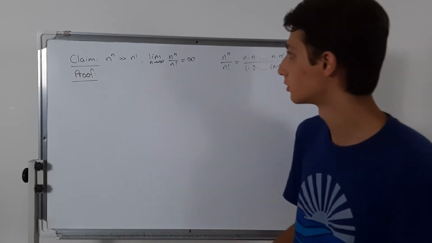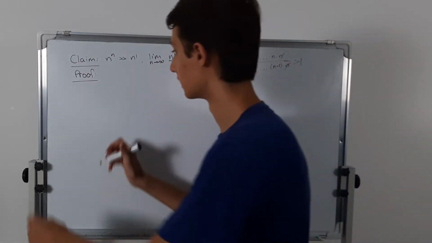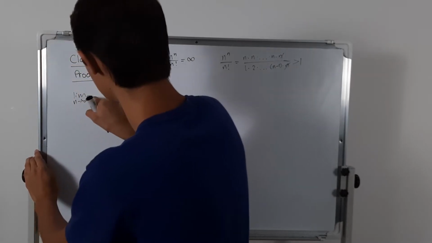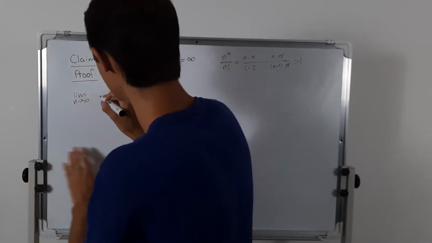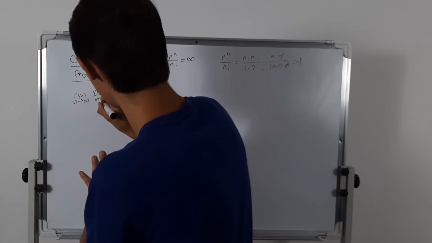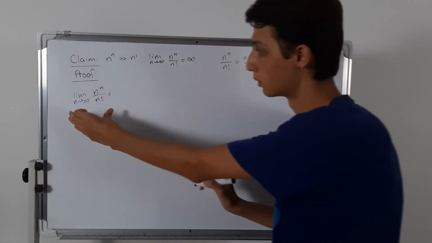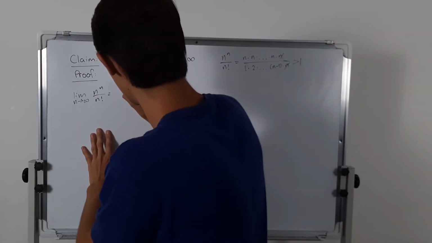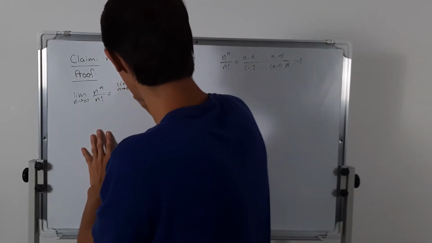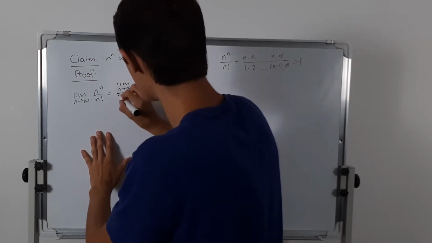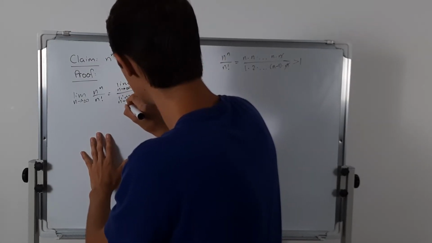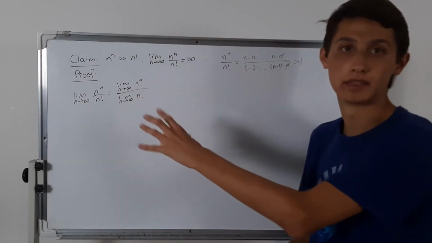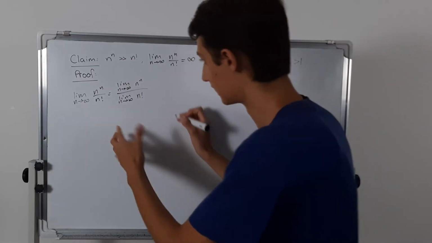So first off, I want to write this out. So we have the limit as n approaches infinity of n to the n over n factorial. We can write this limit of the quotient as a quotient of the limits. So we have the limit as n approaches infinity of n to the n over the limit as n approaches infinity of n factorial. Okay, so now we can write each of these as a product.